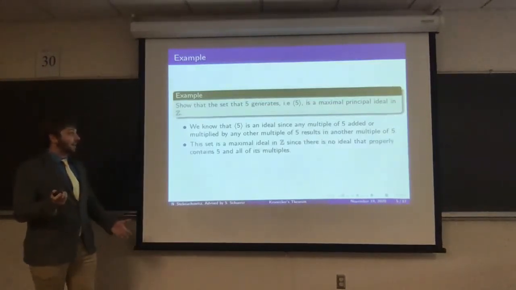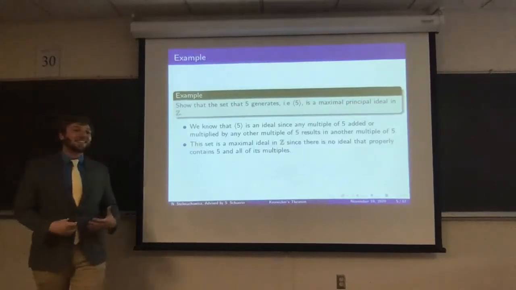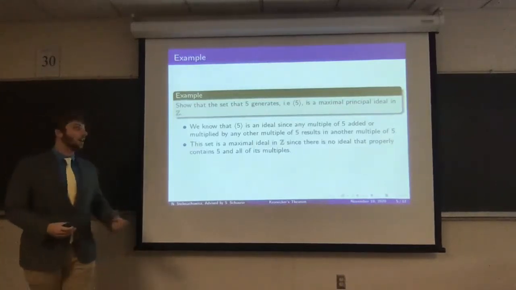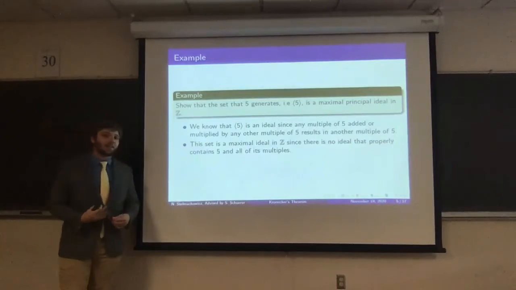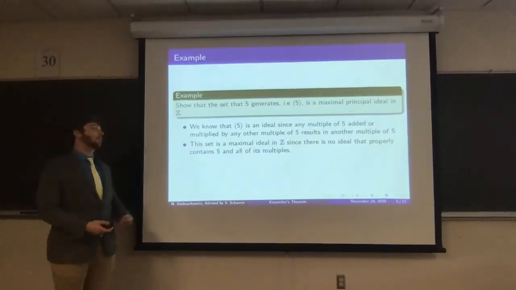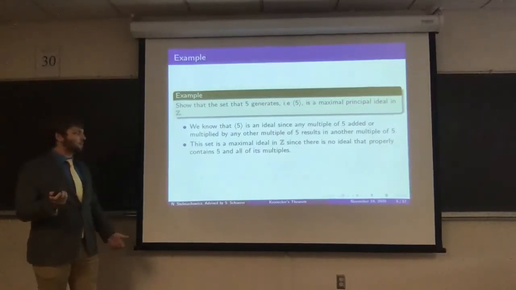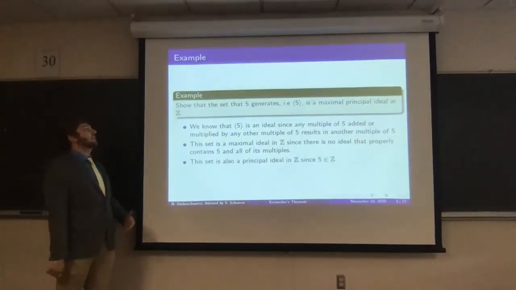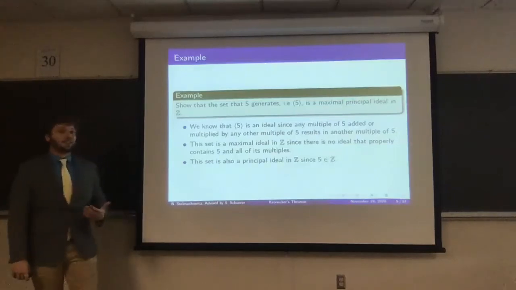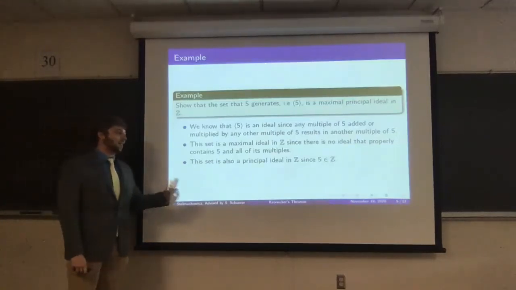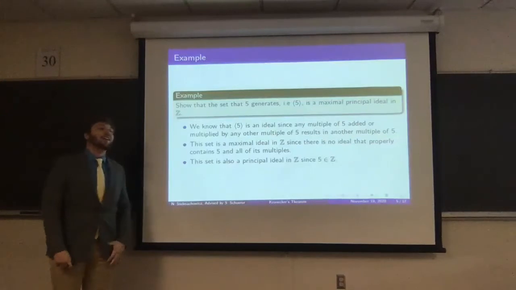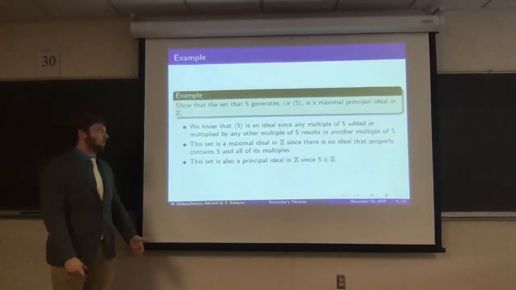To show that it's maximal, we know that in the integers, there is no other ideal that properly contains 5 and all of its multiples other than the set of the integers itself. To show that it's principal, well, because we are looking at the set that 5 generates and we know 5 is an element of the integers, it is by definition a principal ideal.